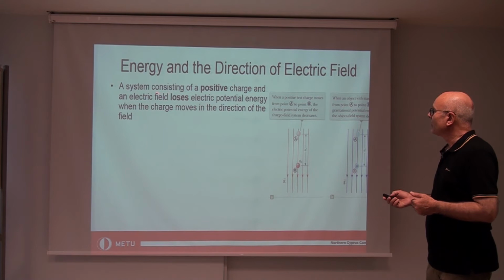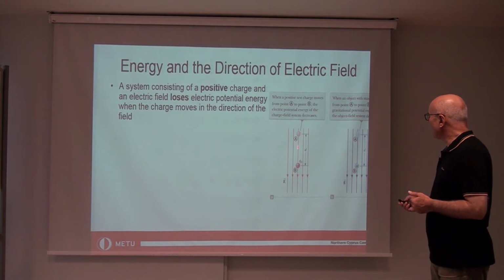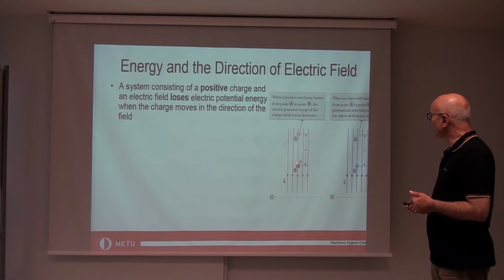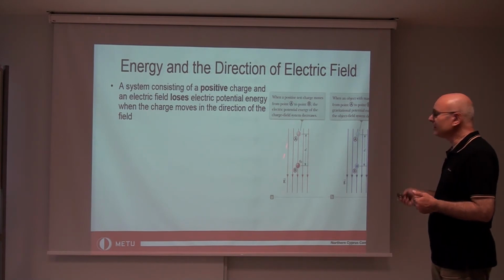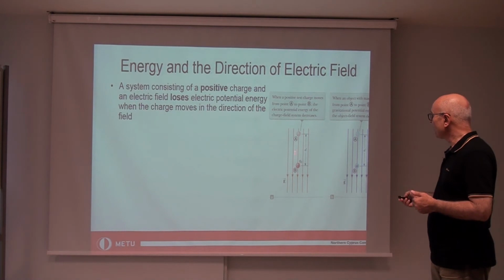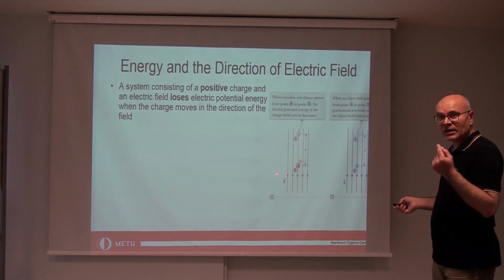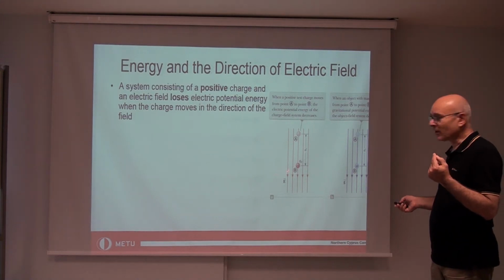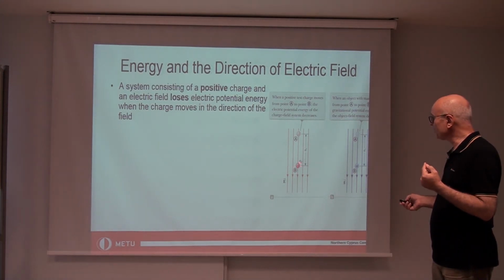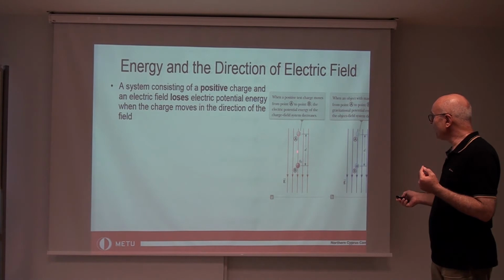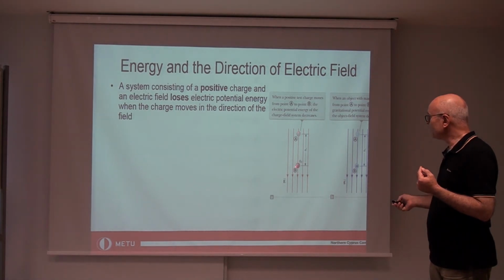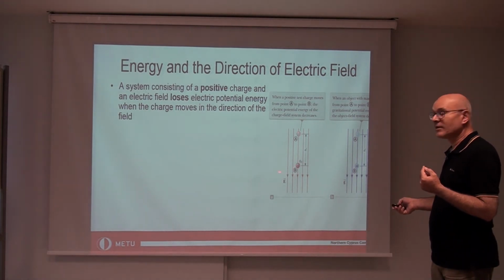So I have this system here where I have a point charge and an electric field. Okay. Now, this is a positive charge. I take the test charge, which is Q naught, as a positive charge. Now, what happens to the potential energy of this positive charge as you move from this point to this point, okay, along the field lines?